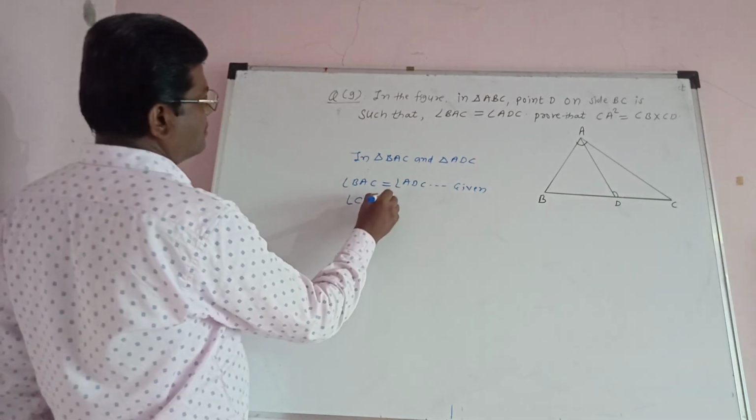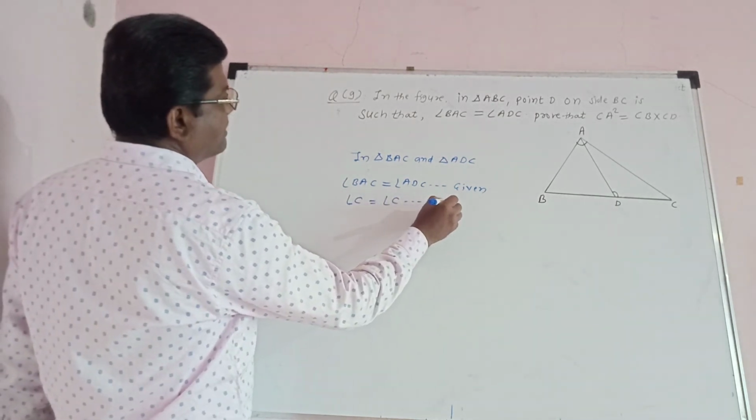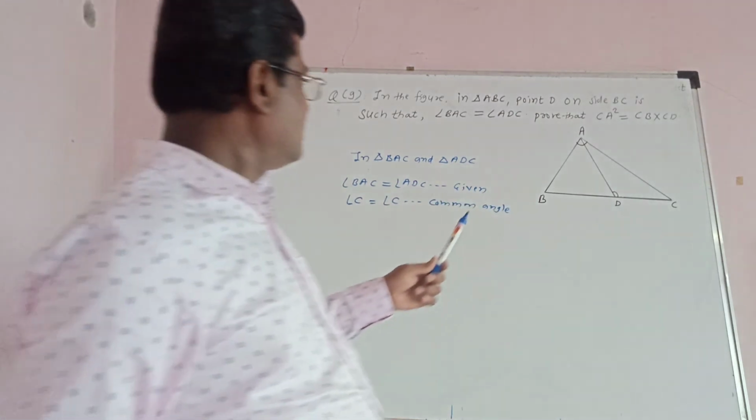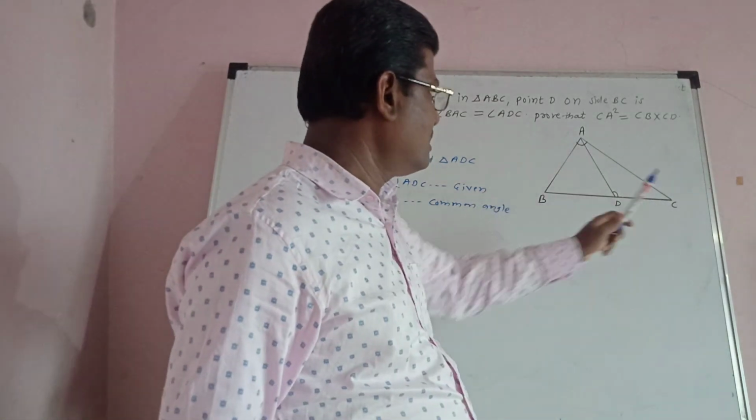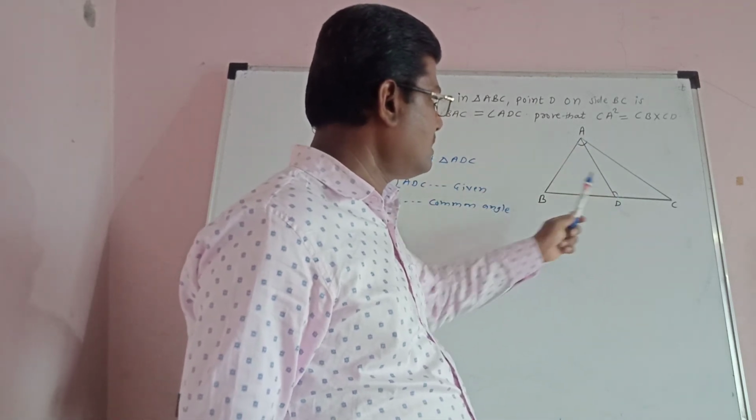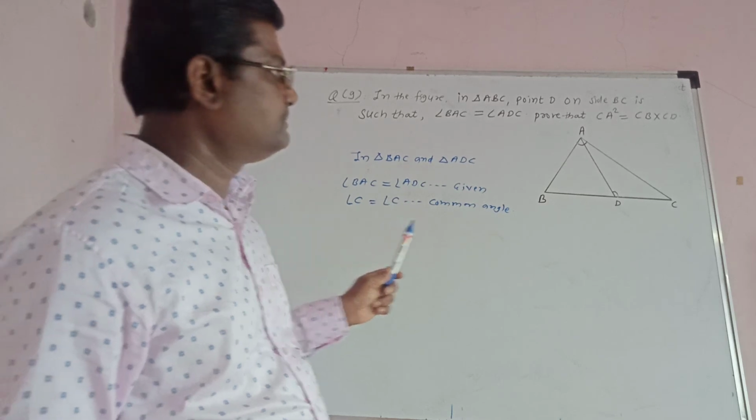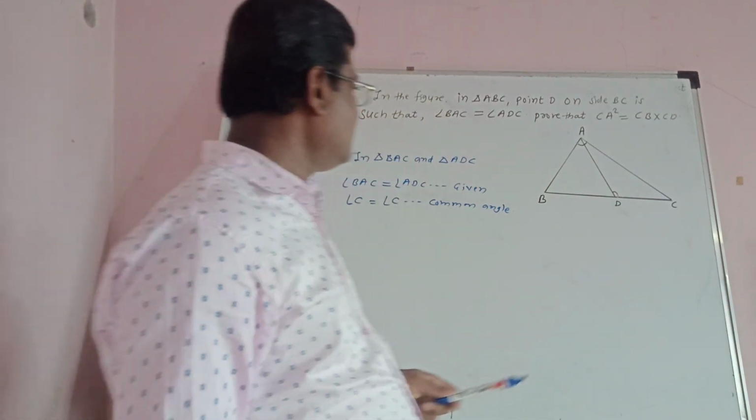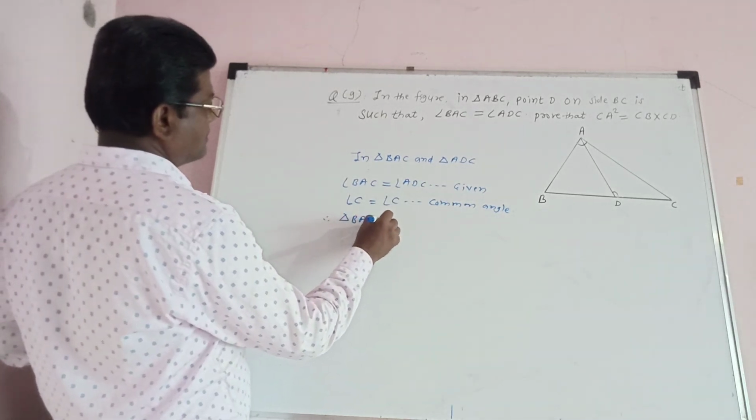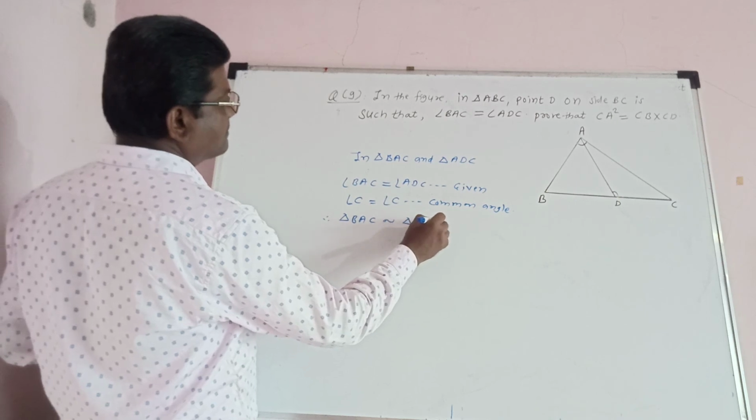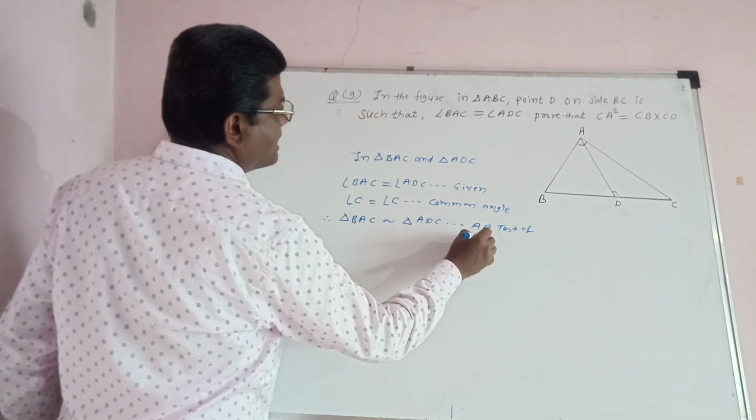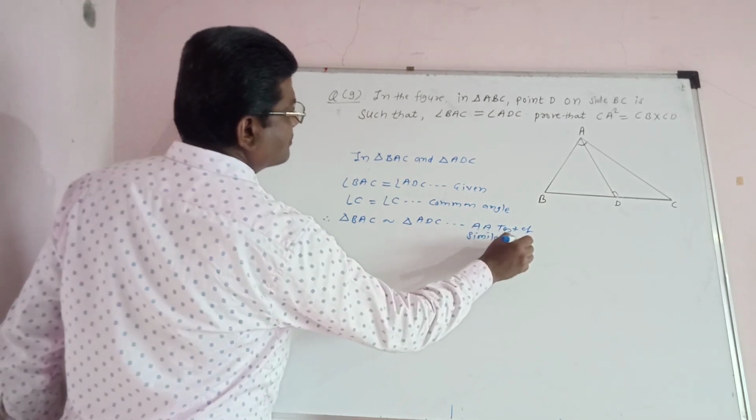Angle C is equal to angle C, a common angle. So in triangles BAC and ADC, this angle and this angle are equal, it is given, and angle C is a common angle. Therefore triangle BAC is similar to triangle ADC by the AA test of similarity of triangles.